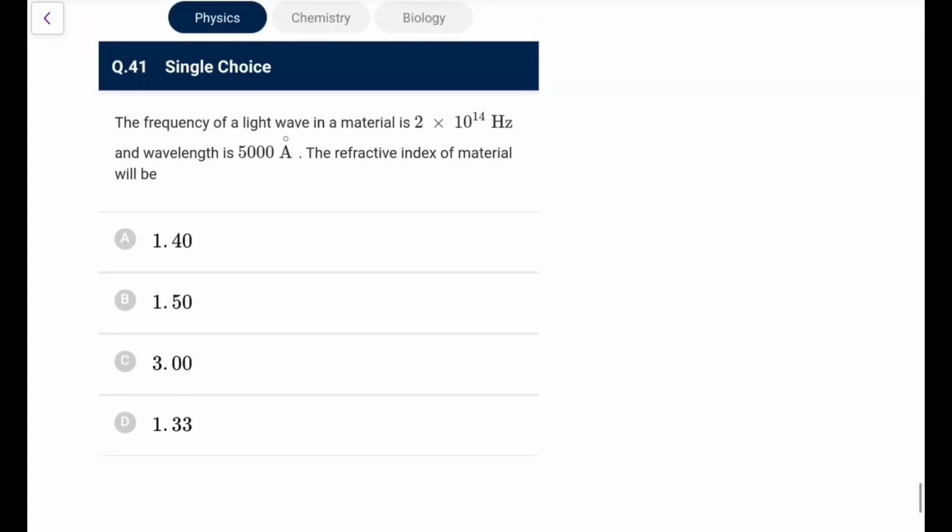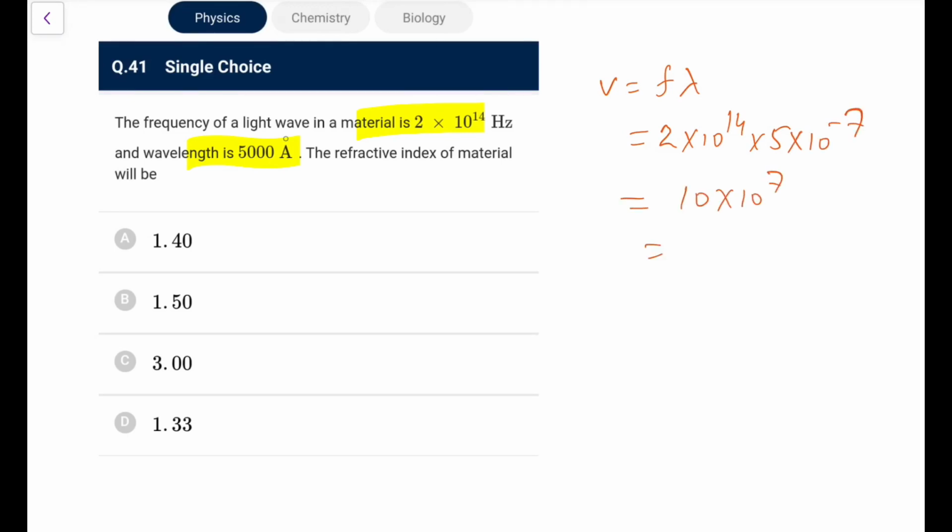Next, the frequency of a light wave in a material is this and the wavelength is this, the refractive index is, so speed would be, V is f lambda, that is 2 into 10 to the power 14 into 5 into 10 to the power minus 7, that is 10 into 10 to the power 7 or 1 into 10 to the power 8, so that is C by N, so N directly comes out as 3.